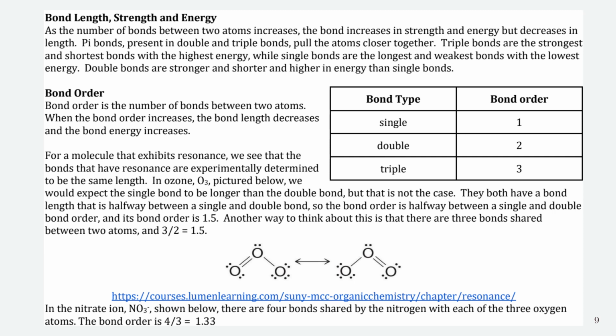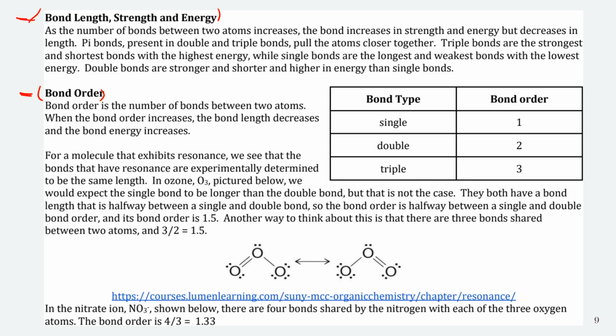Bond order. Bond order is the number of bonds between two atoms. When the bond order increases, the bond length decreases and the bond energy increases. So these are kind of just elaborating on stuff you already know, but giving it a name. You might want to keep these in mind. Single, double, triple: bond order 1, 2, 3.